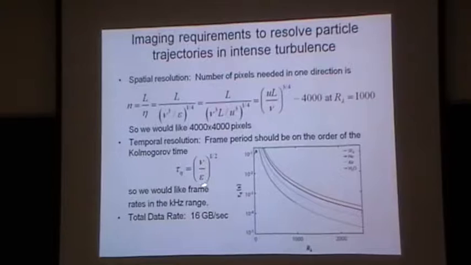But for a typical apparatus that fits in a typical lab, by which I mean the apparatus is a few meters with large length scales of tens of centimeters, here's a typical plot of what the Kolmogorov time scale as a function of r lambda looks like. And the first thing you notice is it's rapidly decreasing. So if you stick at very low Reynolds numbers, you can get by with very slow cameras.